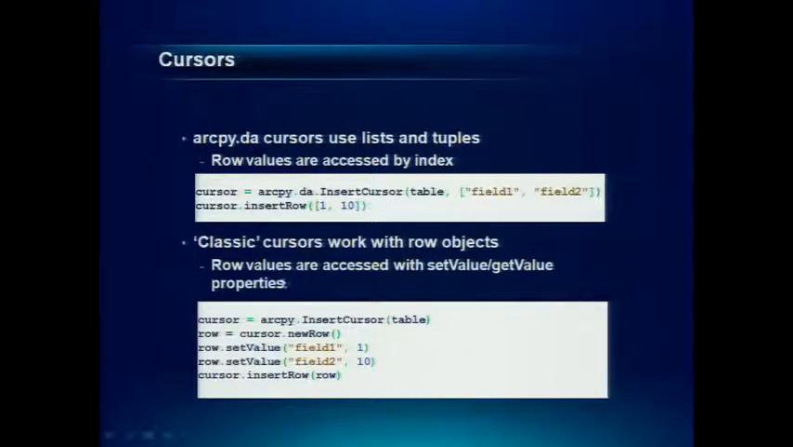The classic cursors did work more on an individual value. So you would open your cursor, you create a new row, and then for each field value, you'd set a value. So field 1, again to 1, field 2, again to 2, and then you'd insert the whole row object.